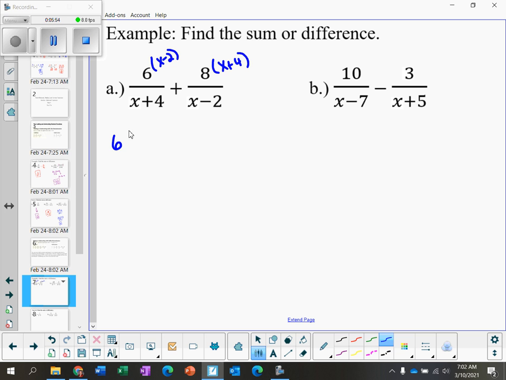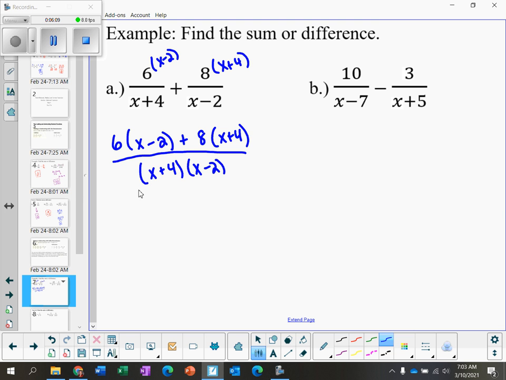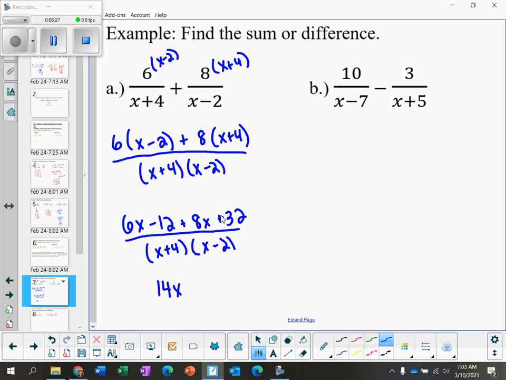So that's 6 times x minus 2 plus 8 times x plus 4 all over the product x plus 4, x minus 2. So I'll distribute, then I'll distribute, and then I'll combine my like terms. So 6x plus 8x is 14x, negative 12 plus 32 is plus 20.